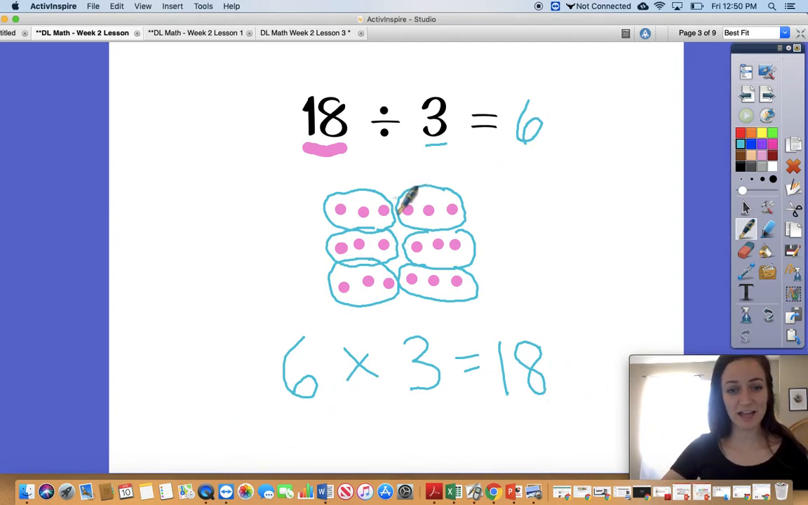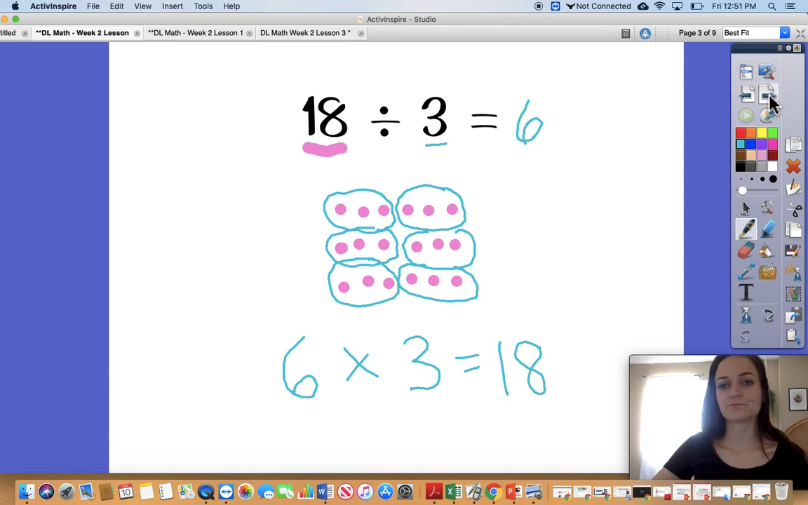And if you look, we already have that drawn. We have 6 groups of 3, 1, 2, 3, 1, 2, 3, right? I have 3 in each one, and I have 18 in all. So 6 groups of 3 equals 18 is the same as 18 divided by 3 equals 6. These undo each other. They're opposite of each other.